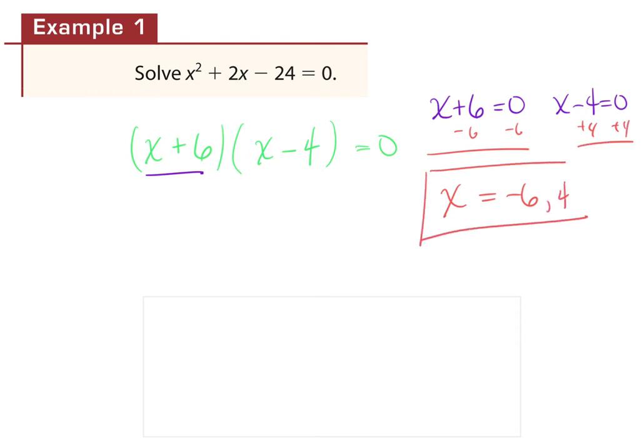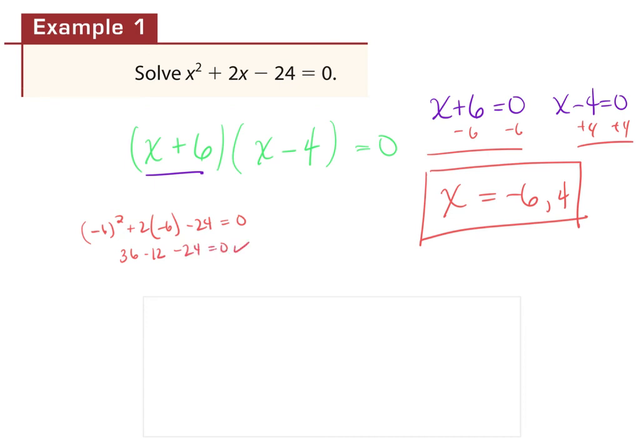Those are my two solutions for this equation. You can plug it back in and check it. You could plug in a negative 6. So we could say negative 6 squared plus 2 times negative 6 minus 24 equals 0. You're going to get 36 minus 12 minus 24 equals 0. You will see that is true.